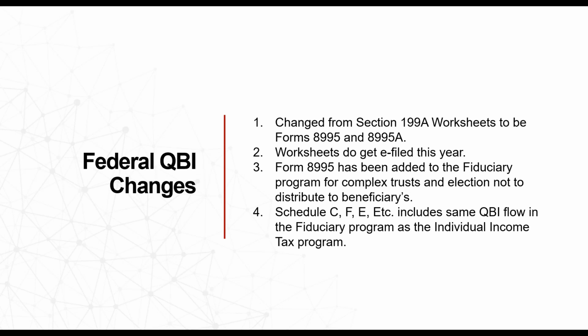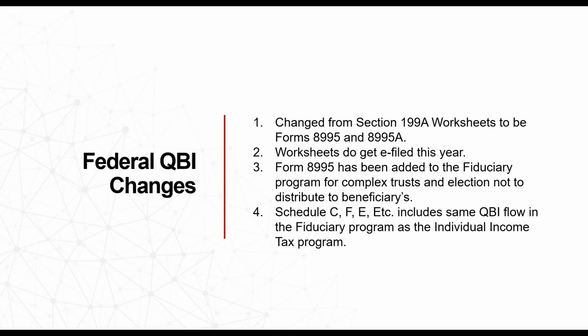They were basically just, the total was just transmitted. This year, the worksheets where the 8995s will be e-filed and validated and have business rules attached to that, so just be aware of that. The other big change was that the 8995 has been added to the fiduciary program for complex trusts that basically aren't distributing the overall 199 information to the beneficiaries through their K1s.